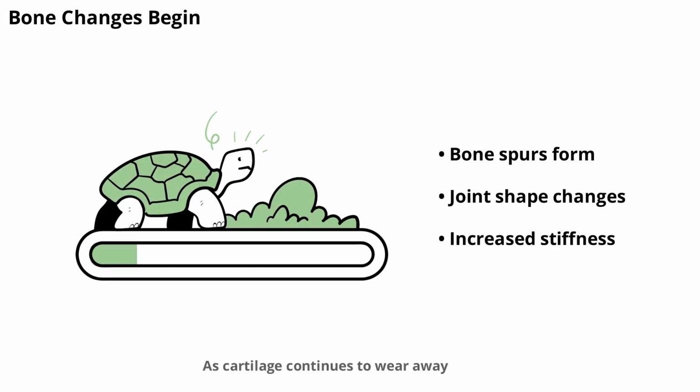As cartilage continues to wear away, the bones underneath are exposed to increased stress and friction. The body tries to compensate by forming new bone growths, called osteophytes, or bone spurs, around the edges of the joint. These bony changes can alter the shape of the joint and restrict movement even further. The joint may start to feel stiff, especially in the morning or after periods of rest.